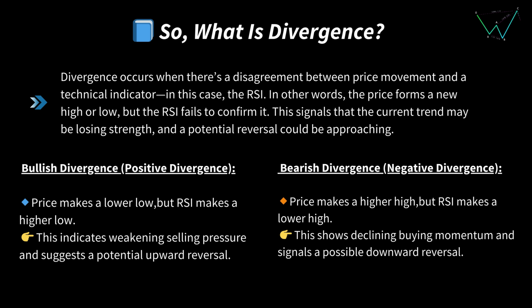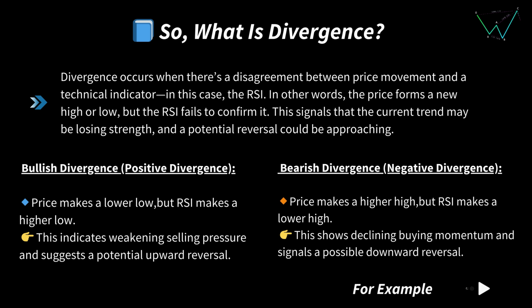Bullish divergence, positive divergence. Price makes a lower low, but RSI makes a higher low. This indicates weakening selling pressure and suggests a potential upward reversal. Bearish divergence, negative divergence. Price makes a higher high, but RSI makes a lower high. This shows declining buying momentum and signals a possible downward reversal.